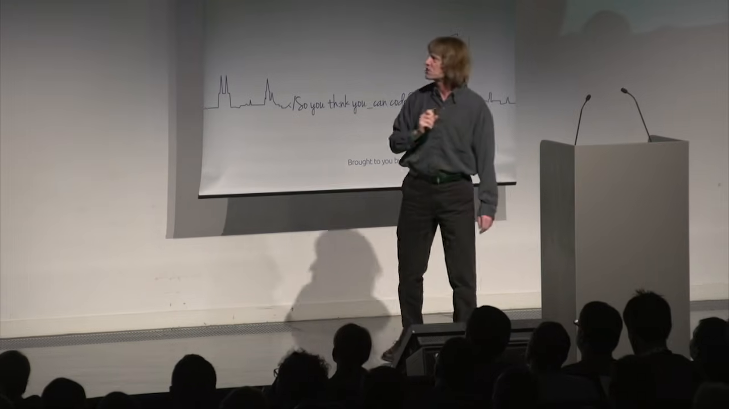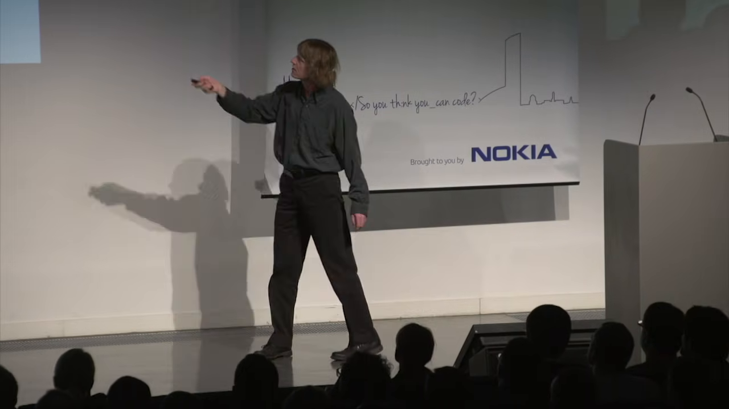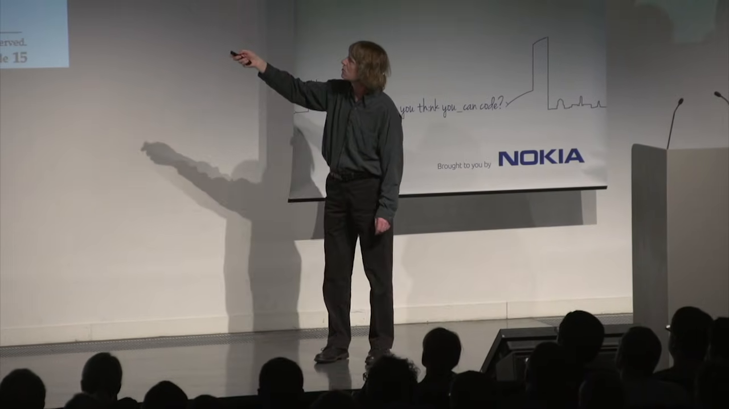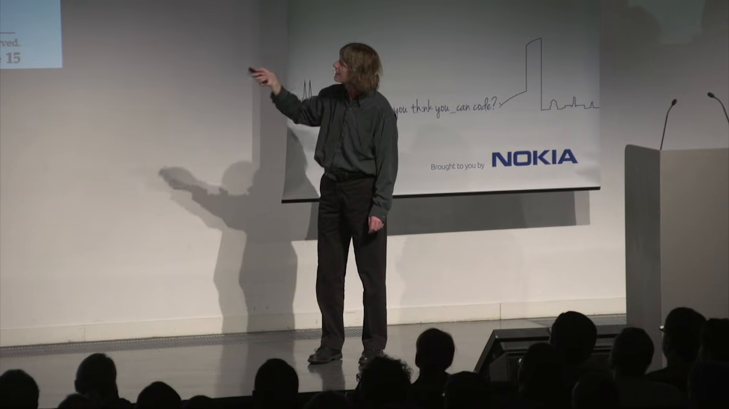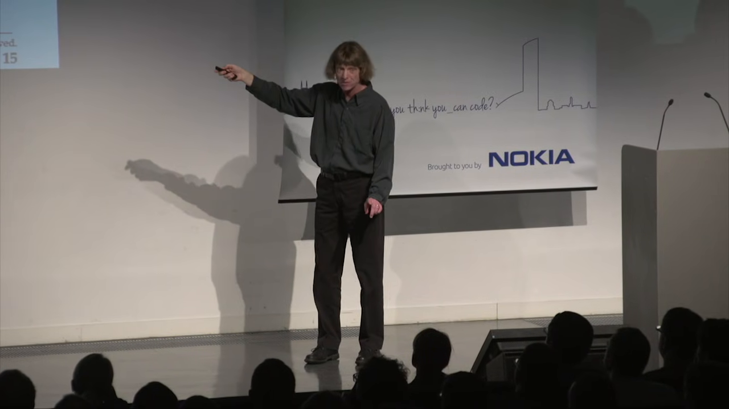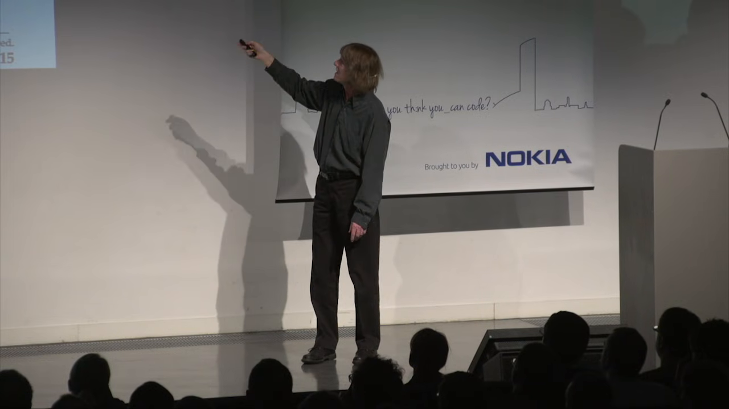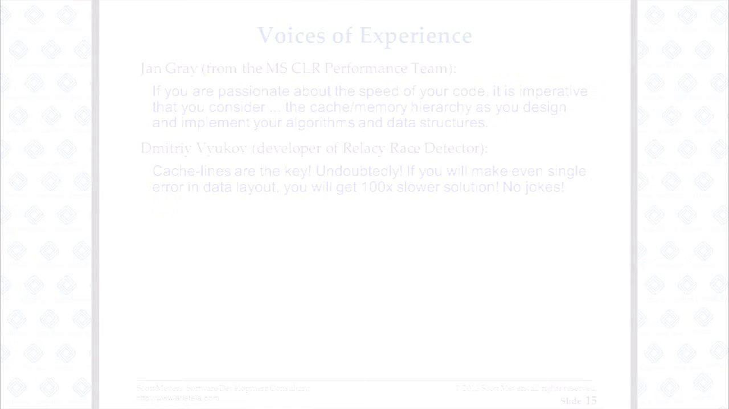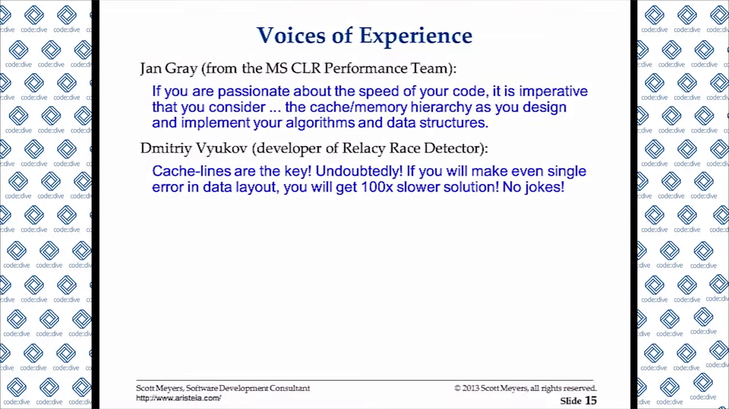And speaking of the data cache, my favorite quote actually is from Dmitry Vyukov. He wrote Relacy Race Detector. Cache lines are the key! Undoubtedly! If you make even a single error in the data layout, you will get a factor of 100 slowdown! And in case you think he's joking, no jokes! The man is serious.